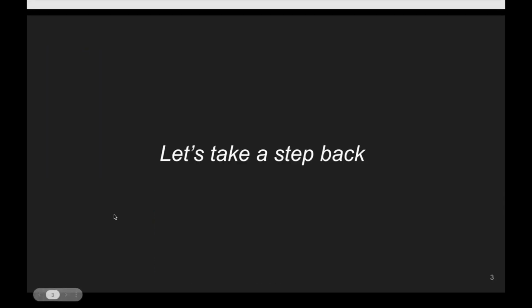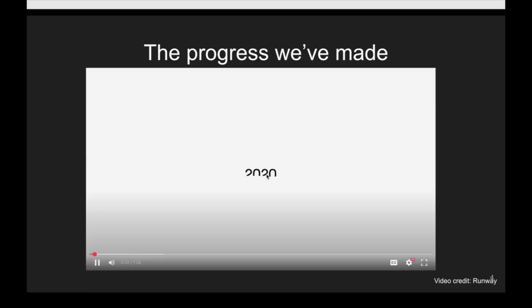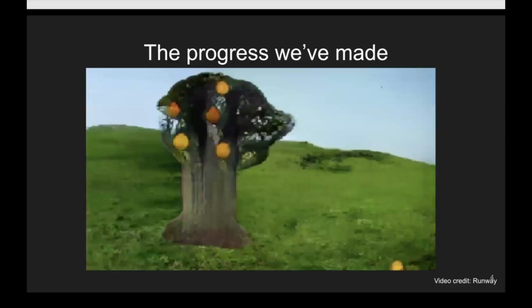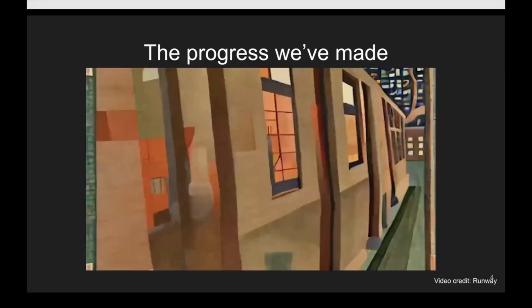It is so consuming at this point that it begs us to take a step back and think through how we've gotten here. And it hasn't been that long. This is a very nice video that I credit Runway for making. It shows how quick the progression has been in the world of generative image and video models. So this is where we were in 2021. And that was the state of the art.